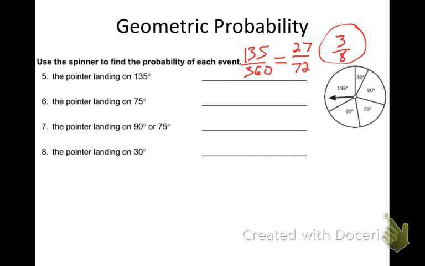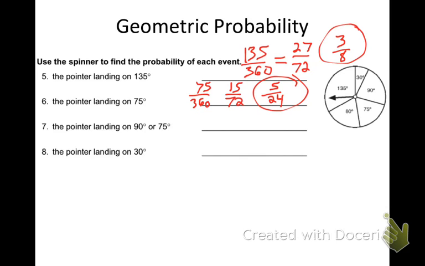Number 6, the pointer landing on 75 degrees. Well, to find that as a probability, you'd write 75 over what, Nathan? 360. And then I look to simplify. Divide them both by 5. 75 divided by 5 is 15. 360 divided by 5 is 72. Can I reduce 15 and 72 further? What goes into both of them? 3. I end up with 5 over 24. Nice job.